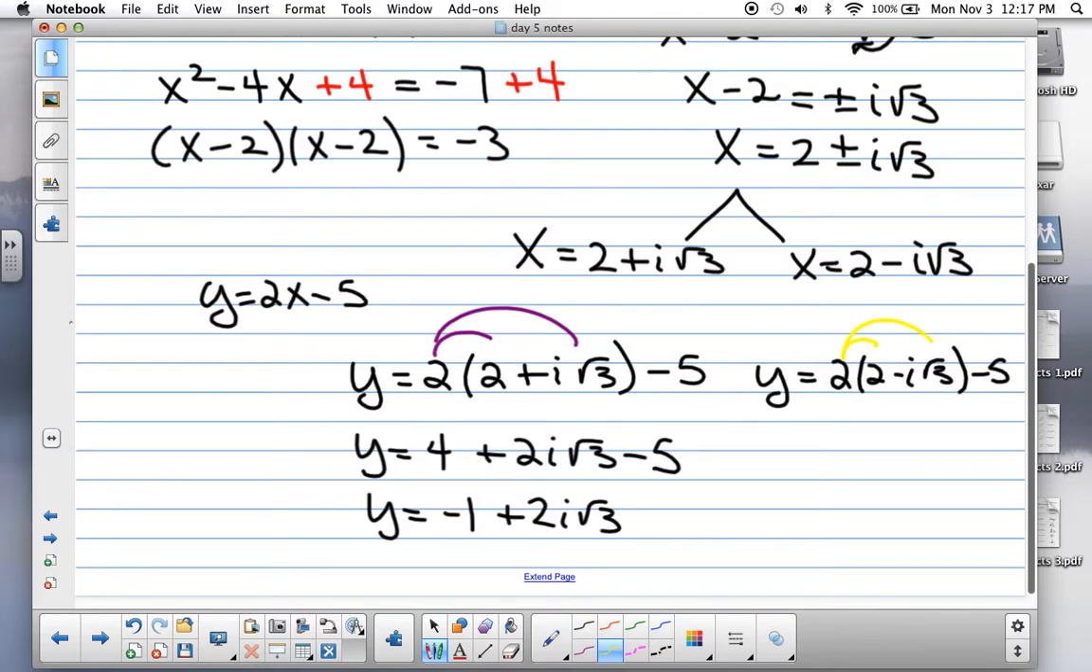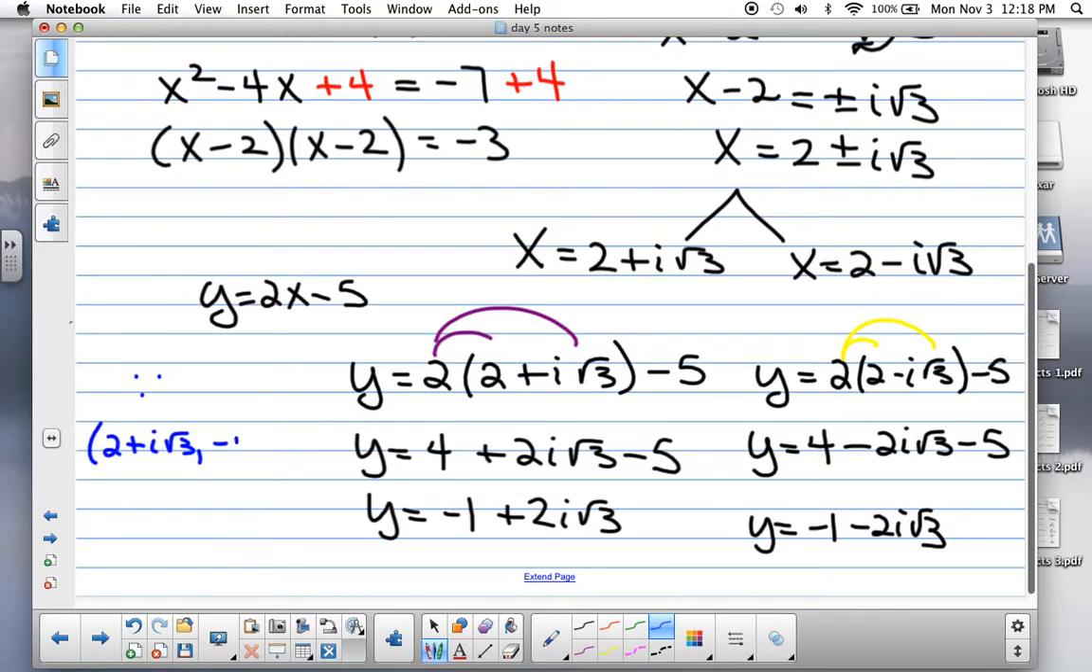Same thing over here, I'll distribute. I end up getting y equals 4 minus 2i rad 3 minus 5. 4 minus 5, again, ends up being negative 1 minus 2i rad 3. So you'll notice that, of course, the x values were both conjugates. The y values also will always be conjugates. My final answer will be this x gave me this y, and then this x yielded this y, and those are your solutions.